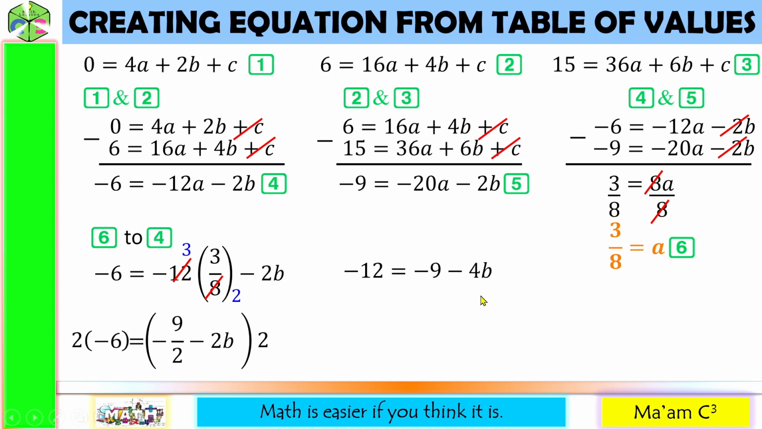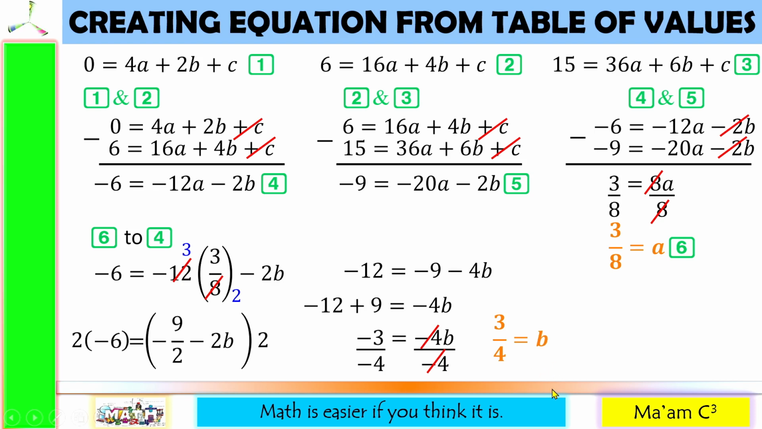To solve for b, I will move this negative 9 on the other side. Negative 12 plus 9 is negative 3. Then I will divide both sides by negative 4. Negative 4 here will simply cancel out. So b is equal to negative over negative is positive. b is equal to 3 over 4. This is now my equation number 7.